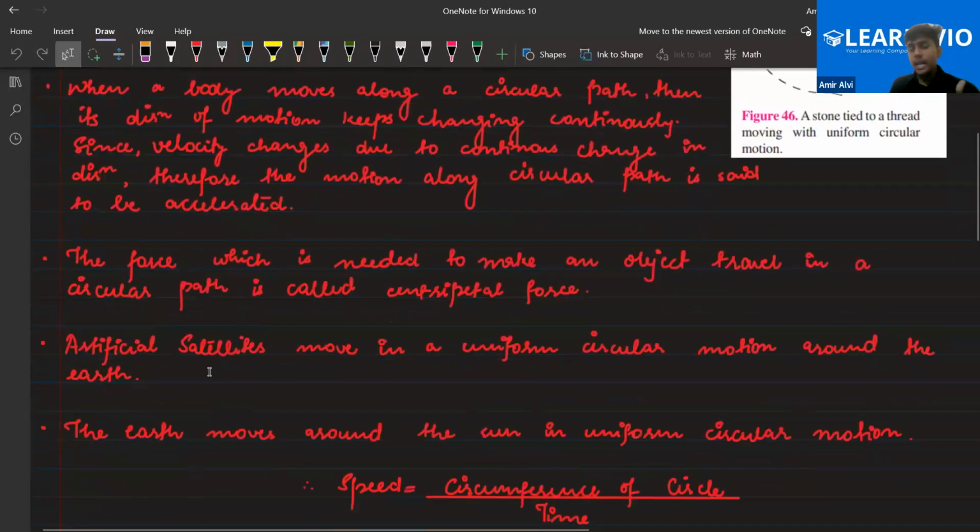And the artificial satellite. And Hanan, what happened? Do you have any internet issue?